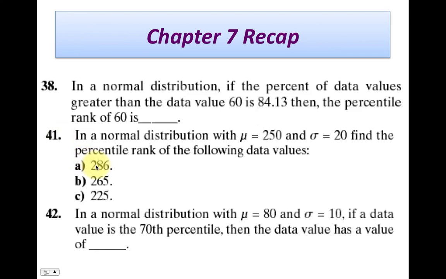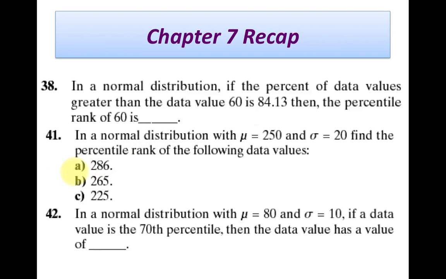Okay, in number 41, you're asked to find the percentile rank for each of these raw scores. You have the mean and you have the standard deviation. You're told it's a normal distribution, so you've got an image of a bell curve. The percentile rank of a score is basically its area to the left, converted into a percent, and then rounded to the nearest whole number. So if you take the area to the left of 286, and then take that proportion of area, multiply it by 100, and then round to the nearest whole number, that will give you its percentile rank.